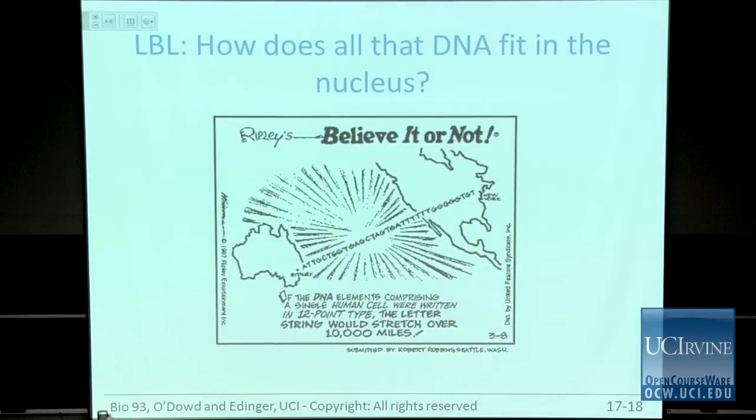Now I'm going to spend the last few minutes talking about some issues from the LBL. I thought this was a really cool factoid. We were learning about chromatin packing. So if the DNA elements comprising a single human cell were written in 12-point type, the letter string would stretch from Sydney, Australia to New York. So that's a lot of compaction to get that much DNA into one teeny tiny nucleus.